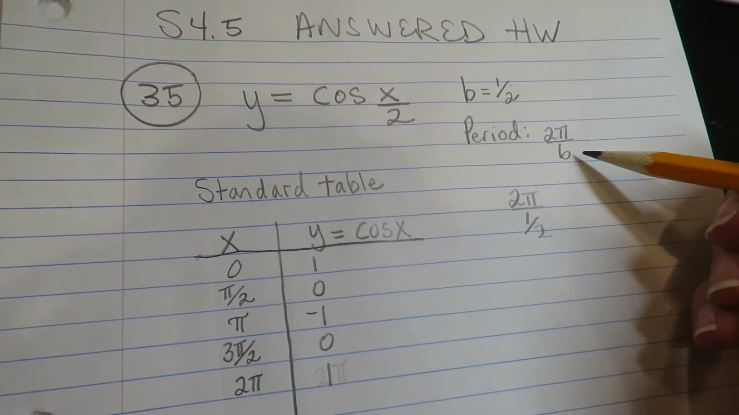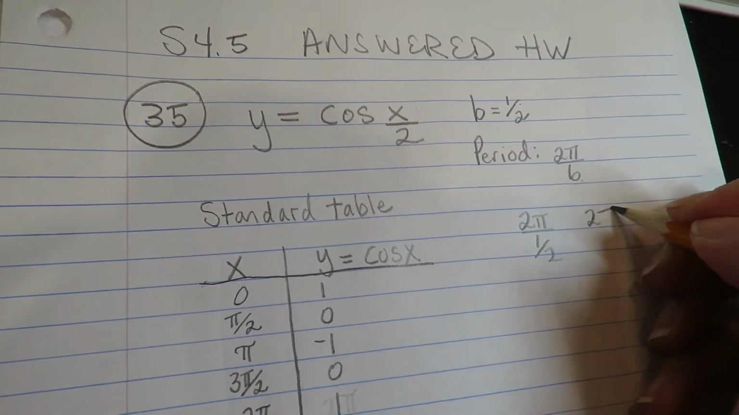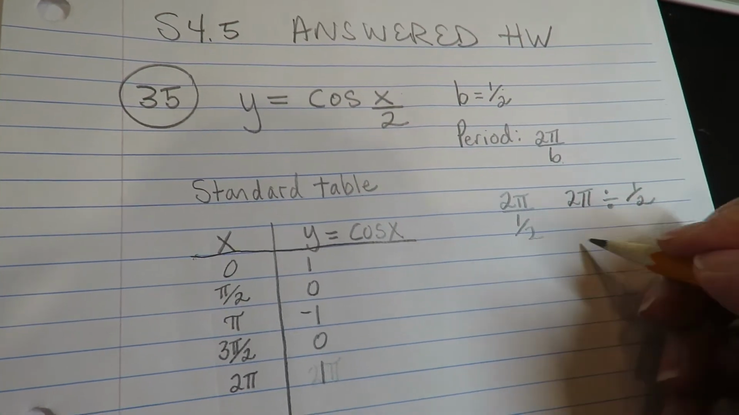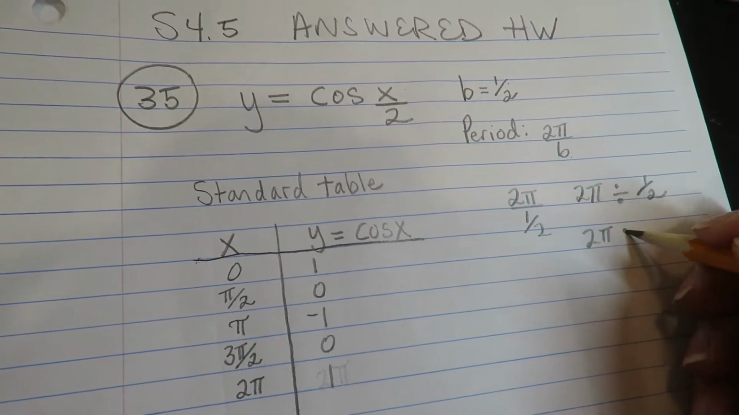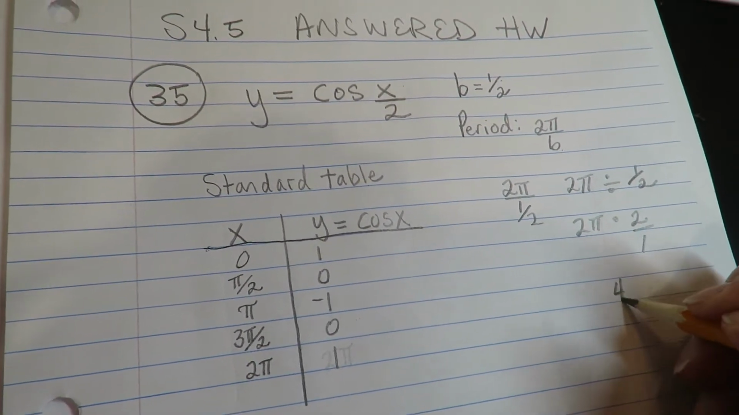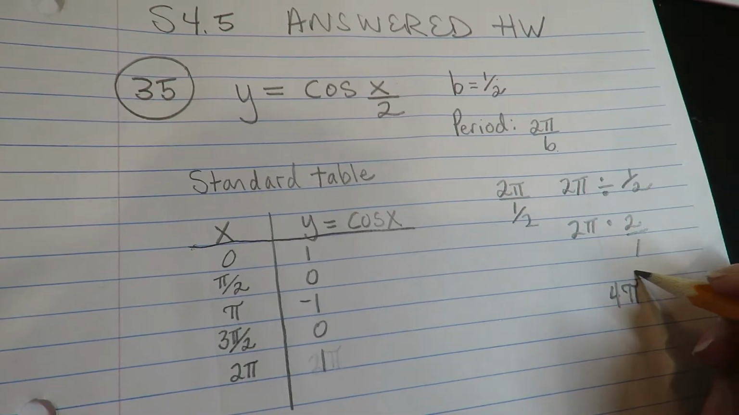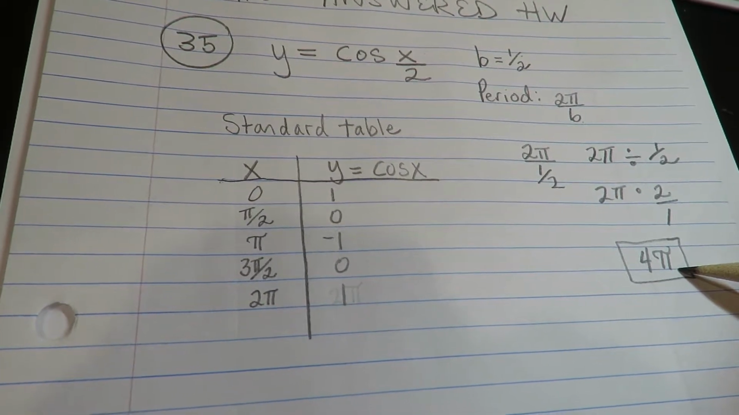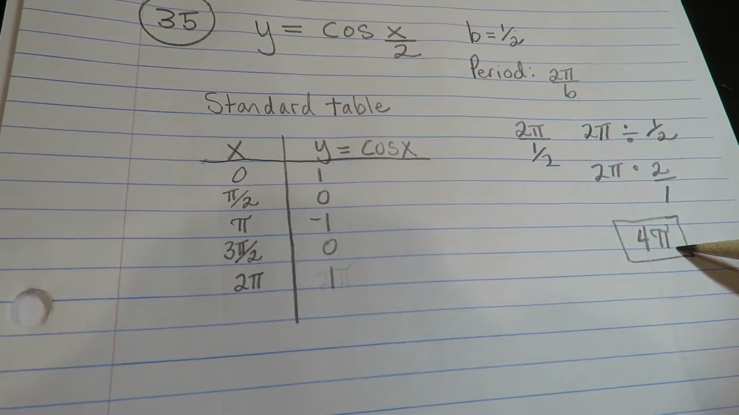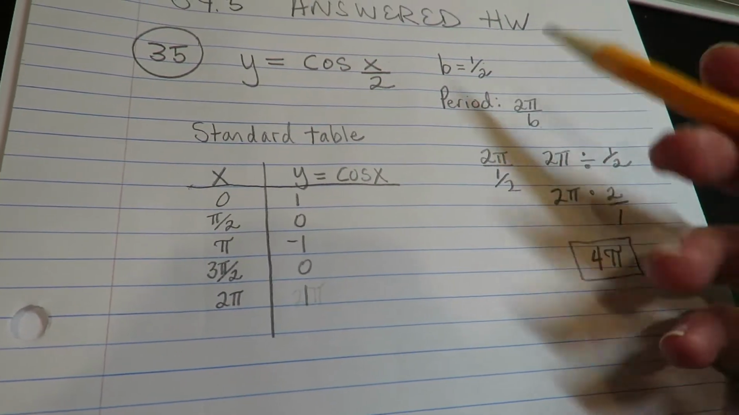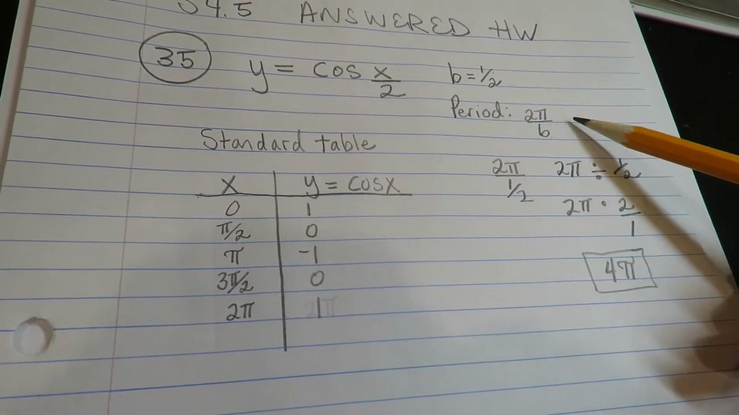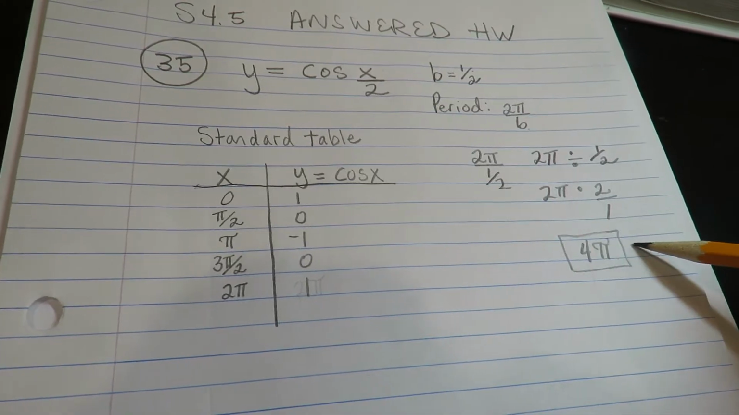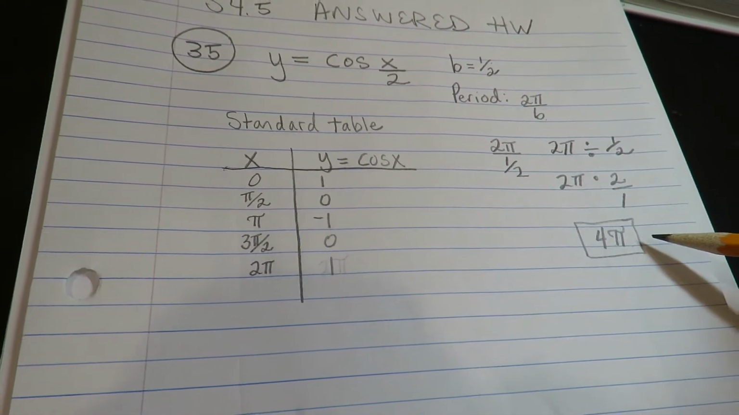So if we plug into the formula, we get 2 pi divided by 1/2, right? I'm going to solve this out. This is the same thing as 2 pi divided by 1/2. We're going to change this to multiplication. It's 4 pi. Okay, so the period is 4 pi, which means it's twice the horizontal length as usual, because the cosine function does one period usually in 2 pi, but now it's going to do one full horizontal cycle in 4 pi, so it's twice as long.